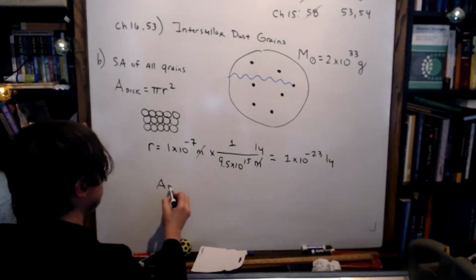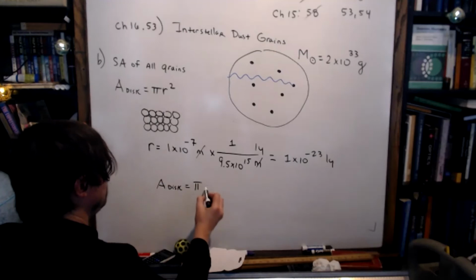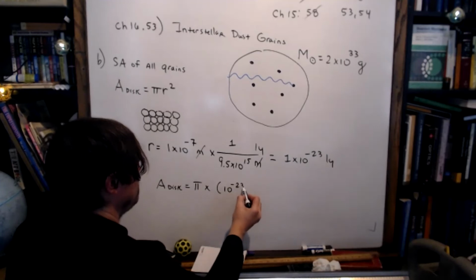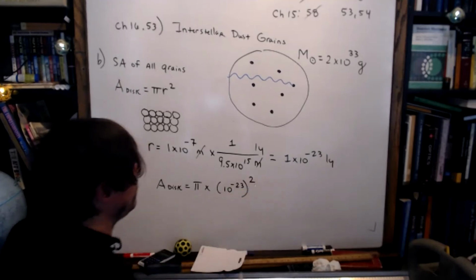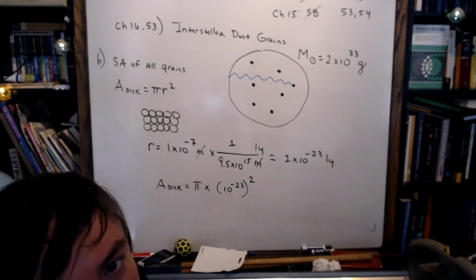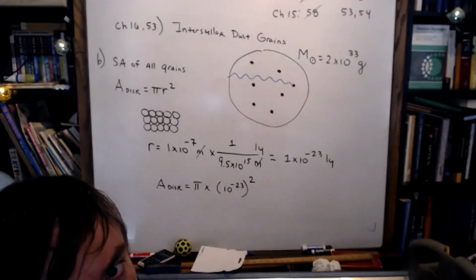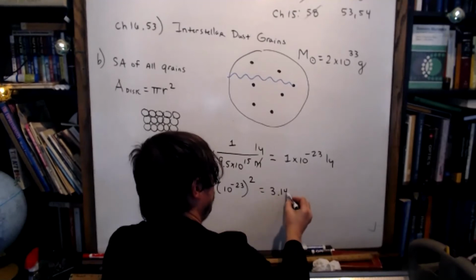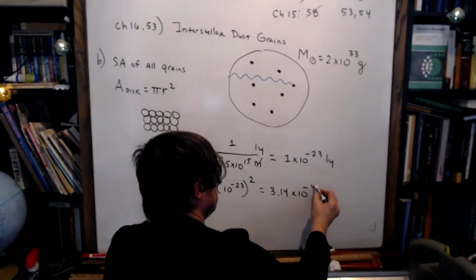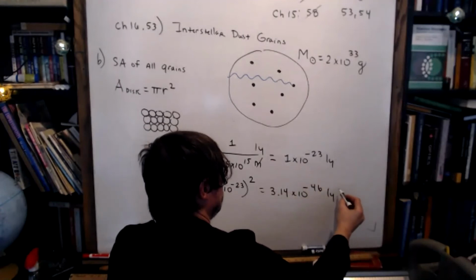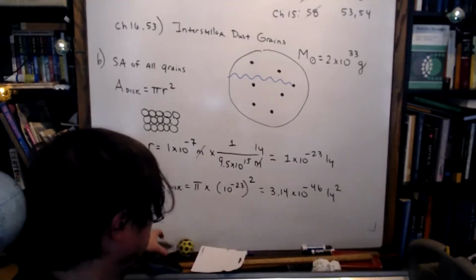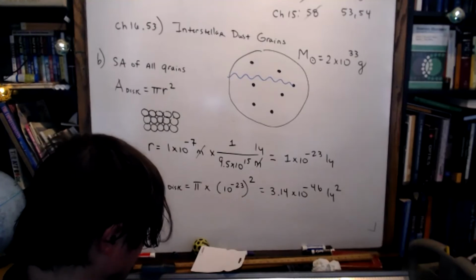So the area of a single disk is pi times 10⁻²³ squared. What's 23 times 2? 46. So that's 3.14 times 10⁻⁴⁶ square light years. Sorry, I should have put light years in there. I did that right, correct?